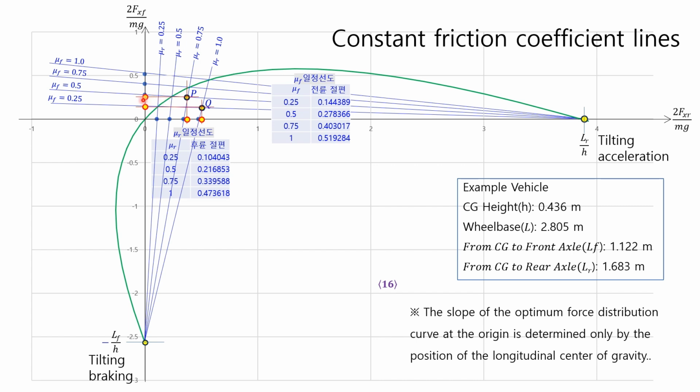To help you understand, let me explain one more point. Point Q represents the point where the coefficient of friction of the front axle is 0.25 and the coefficient of friction of the rear axle is 1. The point where the horizontal line through point Q intersects the vertical axis represents the front wheel driving force, and the point where the vertical line through point Q intersects the horizontal axis represents the rear wheel driving force. The total driving force is the sum of these two.